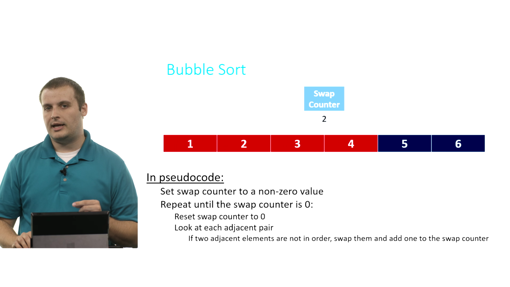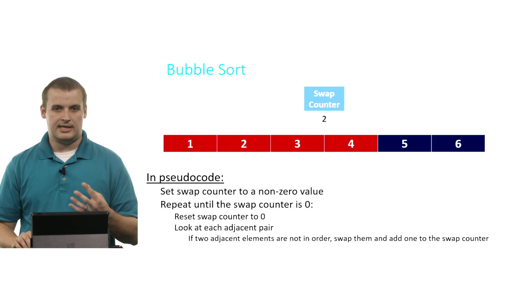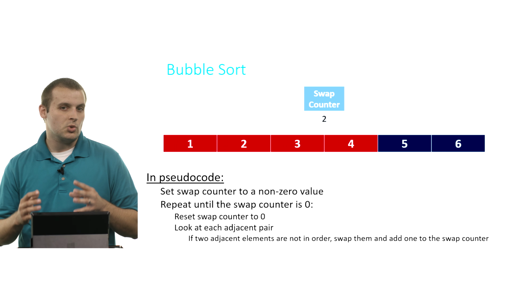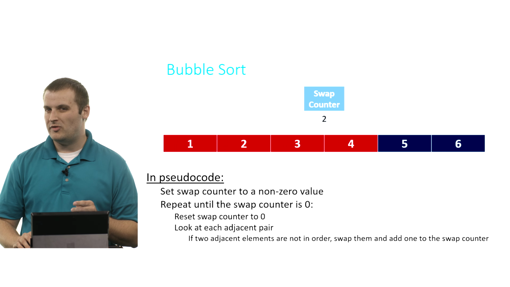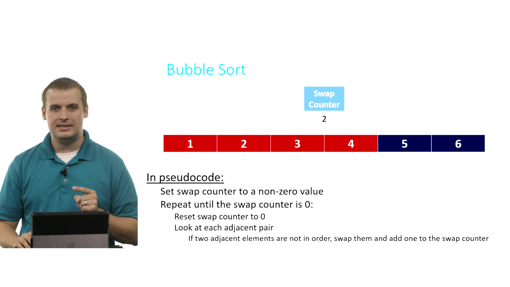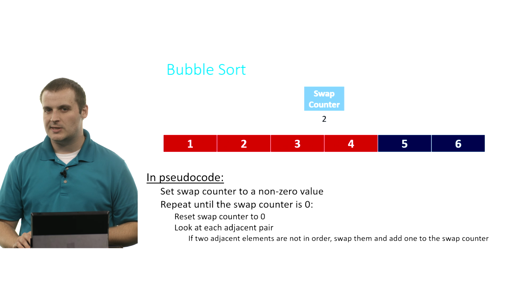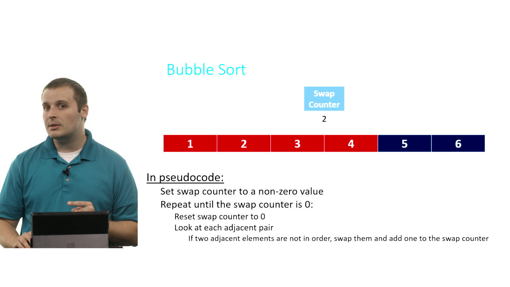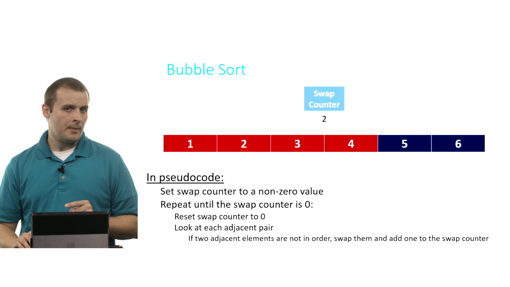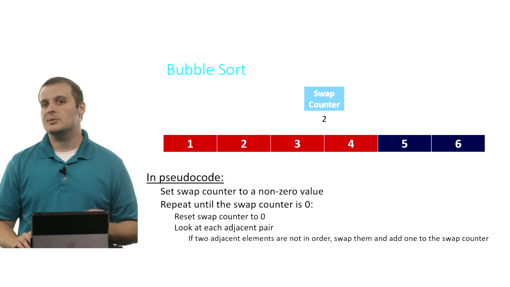Now, you're looking at the screen and probably can tell, as can I, that the array is sorted right now. But we can't prove that yet. We don't have a guarantee that it's sorted. But this is where the swap counter is going to come into play. So we've completed a pass. The swap counter is 2. So we're going to repeat this process again. Repeat until the swap counter is 0.